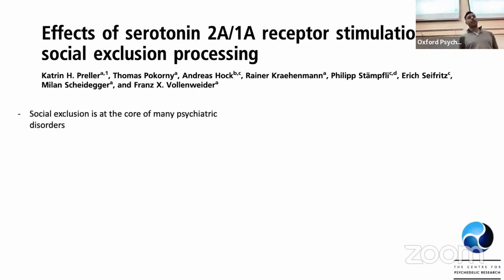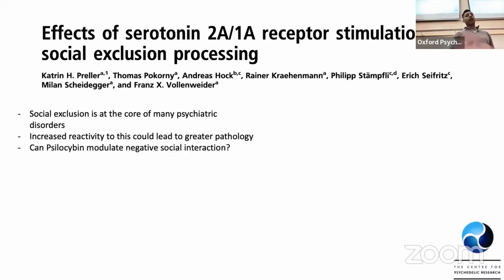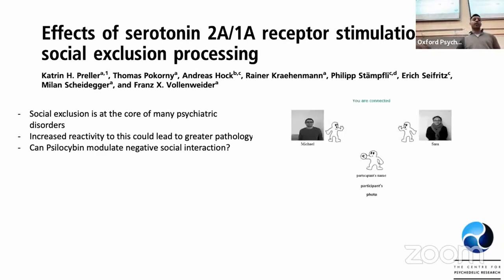In this particular study, they wanted to understand the effects of psychedelics on social exclusion. Social exclusion is prevalent across many psychiatric disorders, and increased reactivity to this could actually lead to greater pathology. So they wanted to understand whether psilocybin can modulate negative social isolation. They developed this fMRI paradigm where a ball is passed between players, and essentially you, the participant under psilocybin, don't get passed the ball and you are disconnected from the interaction. So you're frustrated, isolated, essentially bullied whilst under the influence of magic mushrooms.